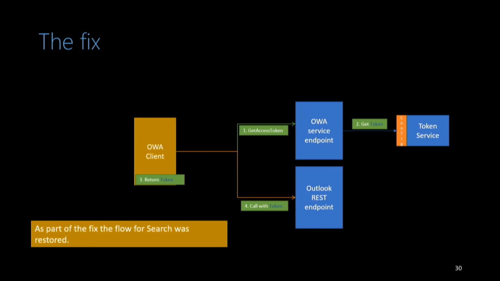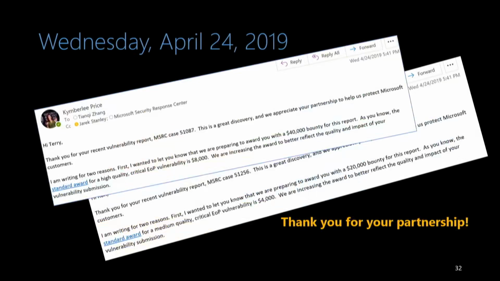The search was rerouted back, and all the functionalities that were disabled were enabled again, and the service was back running in the normal state as it was before. The same day, Microsoft Security Response Center also confirmed with Terry and Ron that they were not able to reproduce the issue anymore, and also confirmed with them that we would be paying bug bounties.